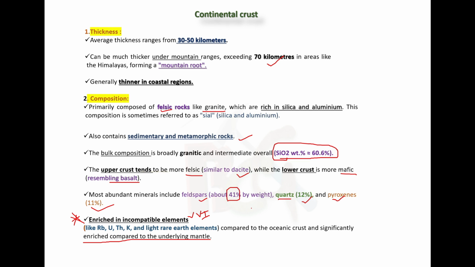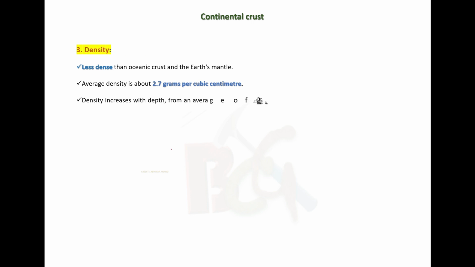Which leads us nicely to another key property, density. How does continental crust stack up density-wise? Well, the key thing is that it's less dense than the layers below it.